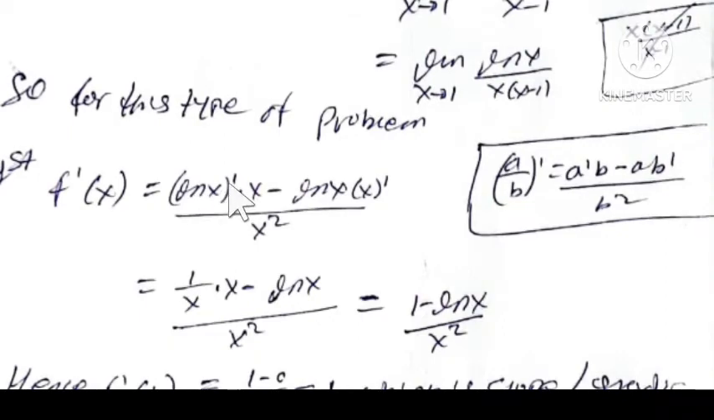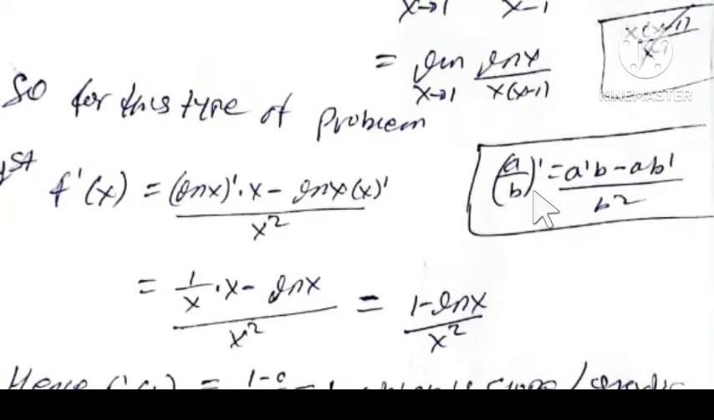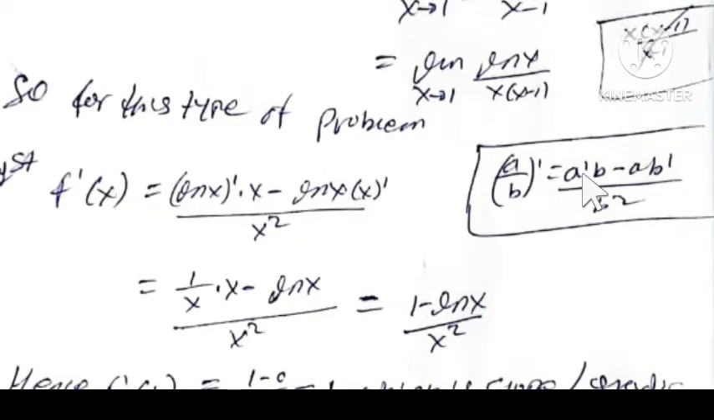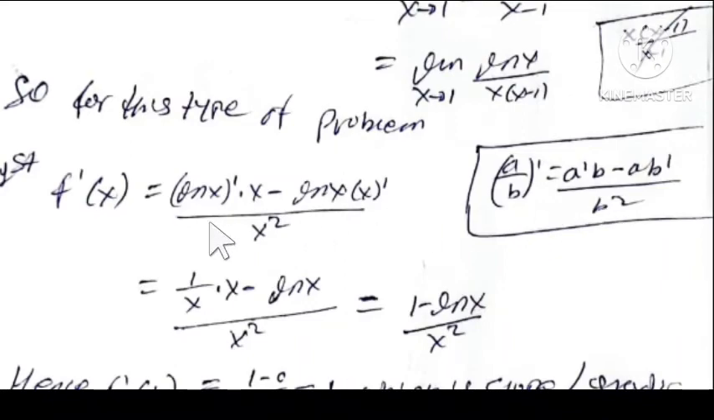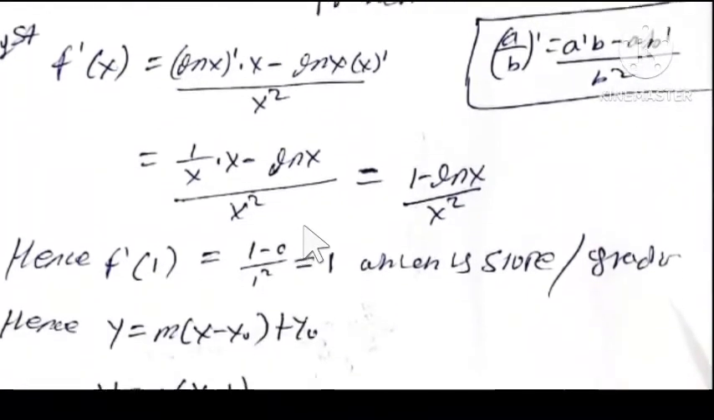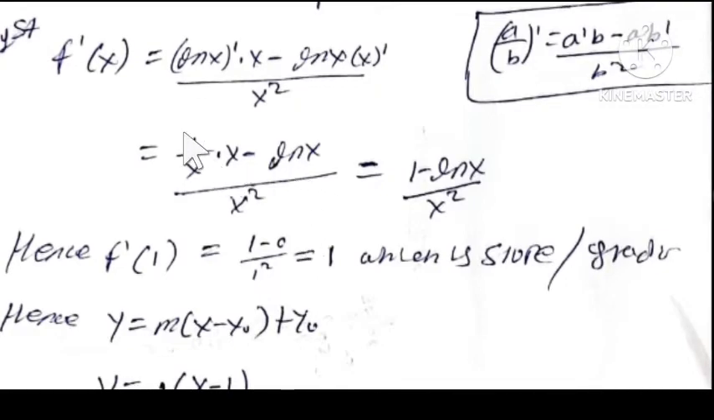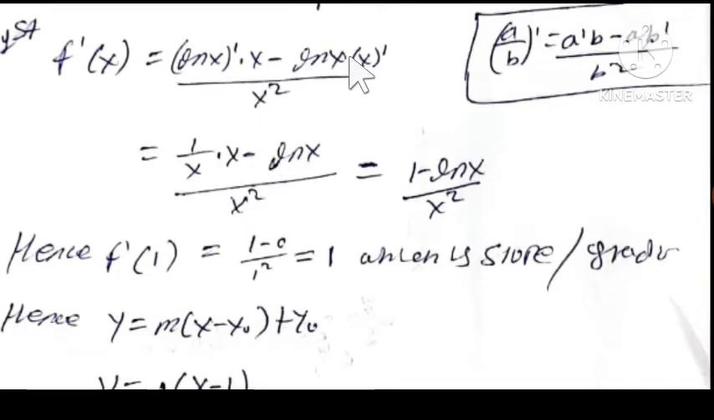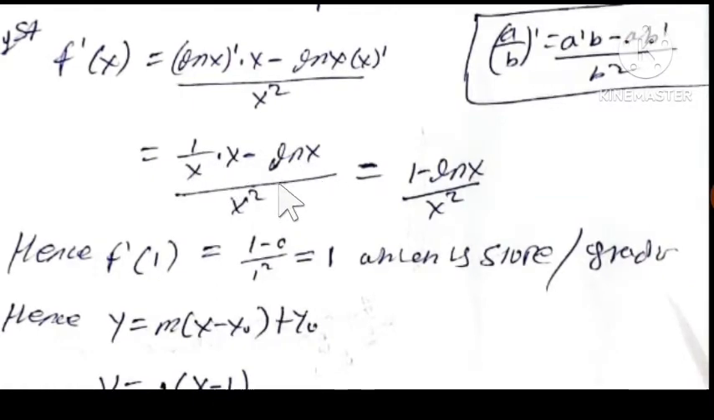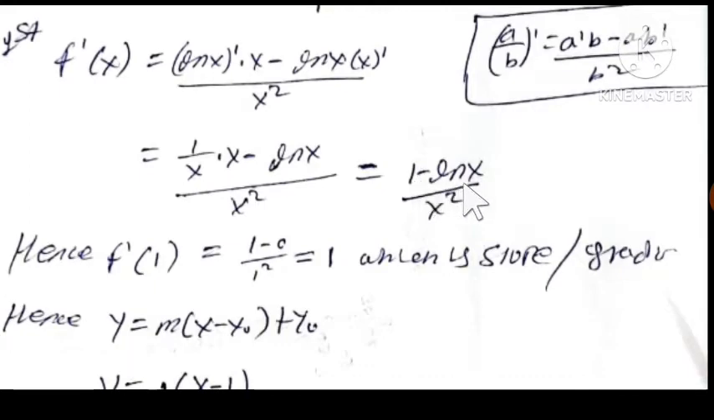By the quotient rule, the derivative of a over b means the derivative of a times b minus a times the derivative of b, over b squared. So the derivative of ln of x is 1 over x, then times x minus ln of x times the derivative of x, which is 1, over x squared. Therefore the result is 1 minus ln of x over x squared.